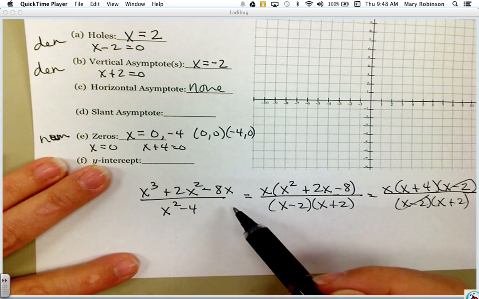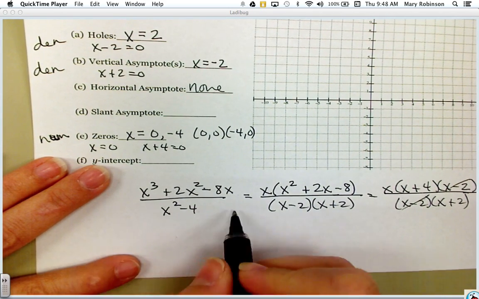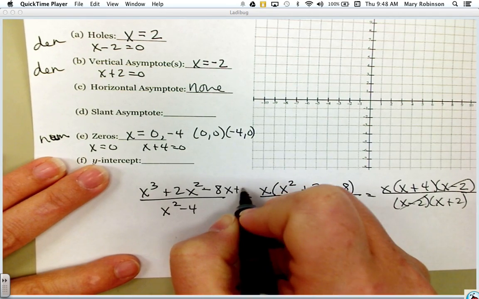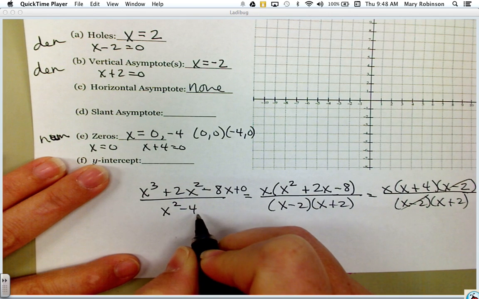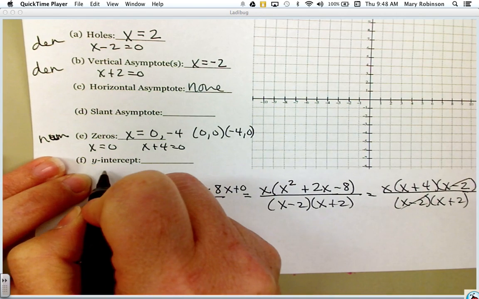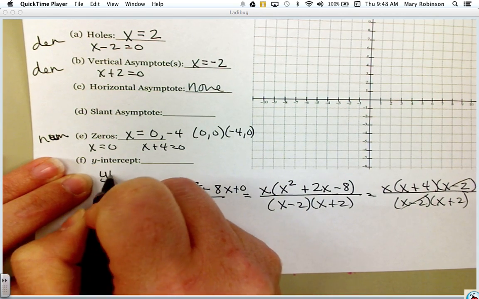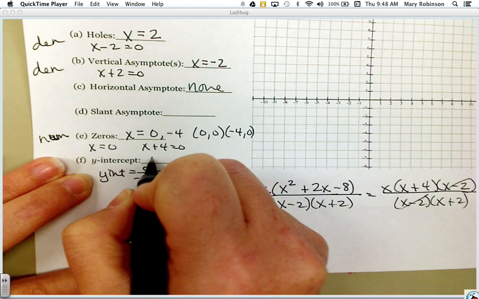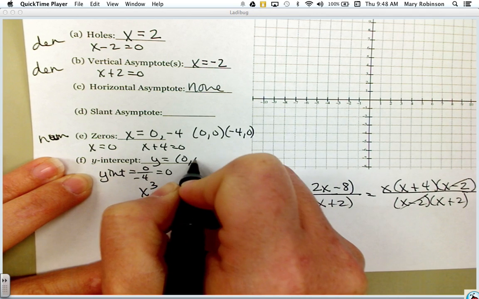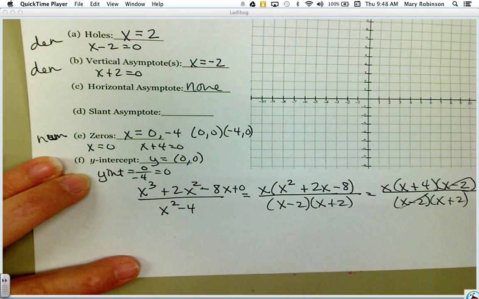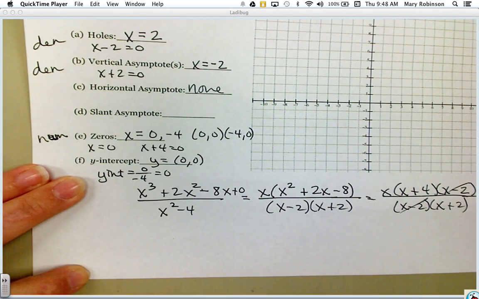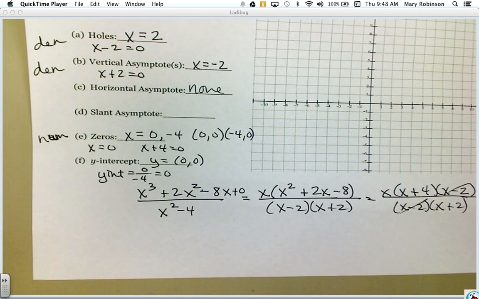Looking at our y-intercept, remember we have to look at the ratio of our constant. So our constant up here is 0. Down here it's at -4. So our y-intercept would be 0 over -4, which would equal 0. So we have a y-intercept at 0, 0, meaning it's hitting the origin. Okay? Next, moving on to our slant asymptote. I'm going to do this on a separate sheet of paper real quick. We want to do division.